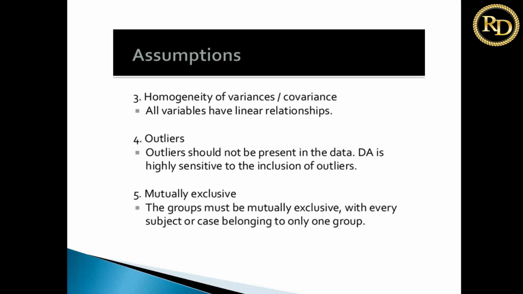If the outliers are present in the data, the discriminant function will misclassify the units. So we must first check whether there are outliers in the data, then we should remove them, and after that, we should apply the discriminant analysis. And obviously, mutual exclusiveness should be there among the groups of the dependent variable. The groups must be mutually exclusive, with every subject or case belonging to only one group. There should not be some unit common in any of the groups under consideration.